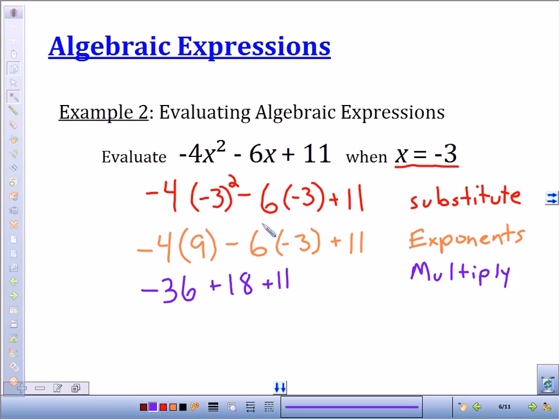My last step then is simply to add. So I'm going to add for my last step. I have -36 plus 18 plus 11, and the calculator tells me that that is -7. So that is my answer, -7. I started with an algebraic expression, and I ended with a single number answer. That is the way it will usually go with an evaluate type of question.